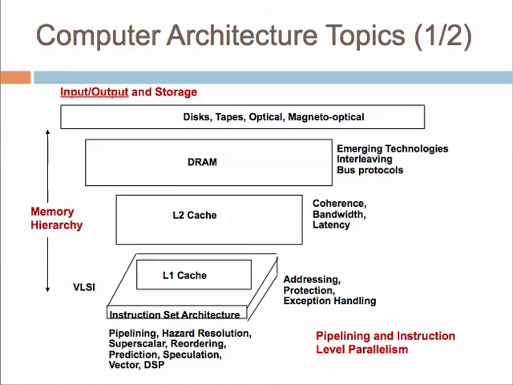Let's look at what are the important topics generally covered in computer architecture. If you start at the bottom, when it comes to processors, we will talk about pipelining, and you talk about hazard resolution. When you have pipelining, you look at where the hazards are and you overcome them so that you don't end up with the wrong execution.